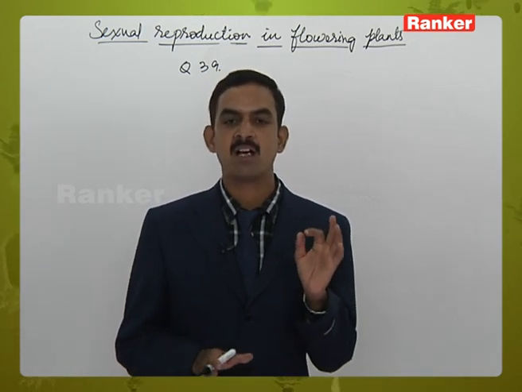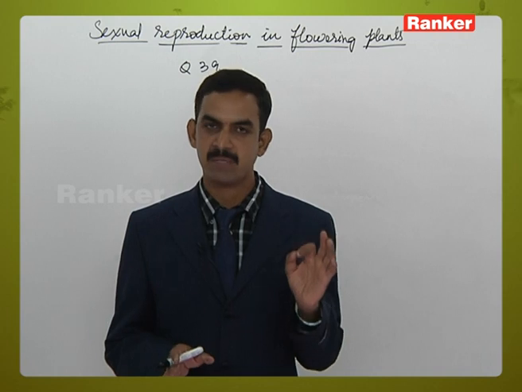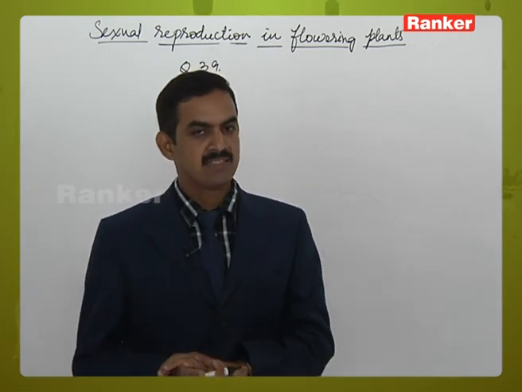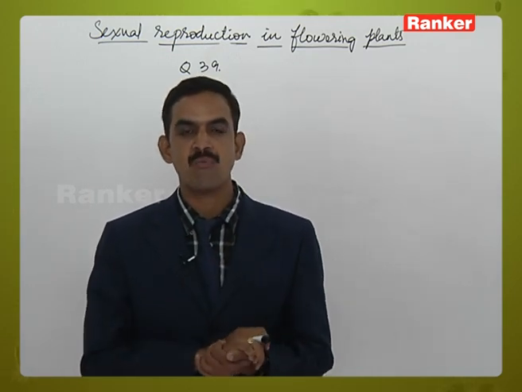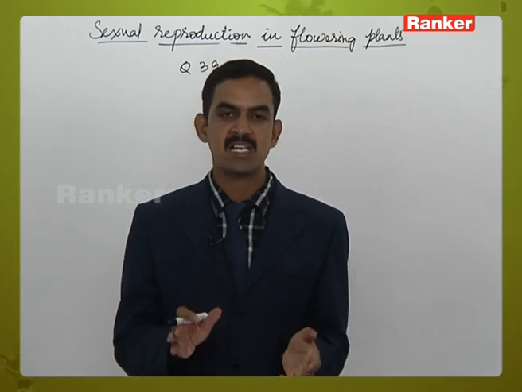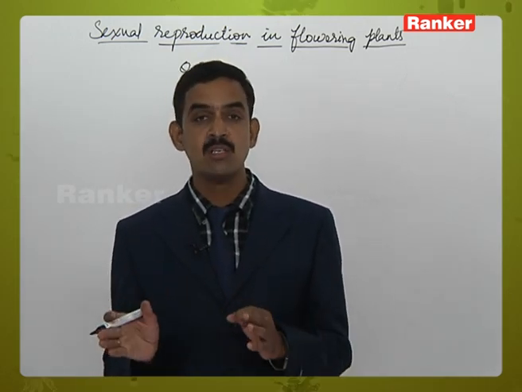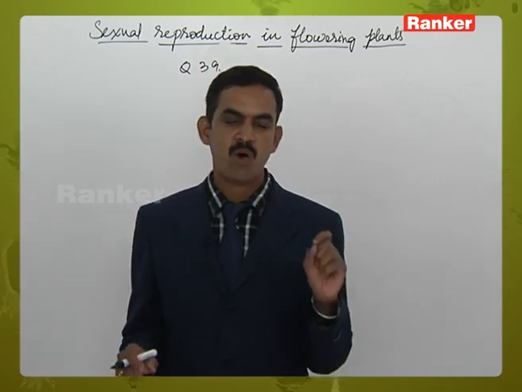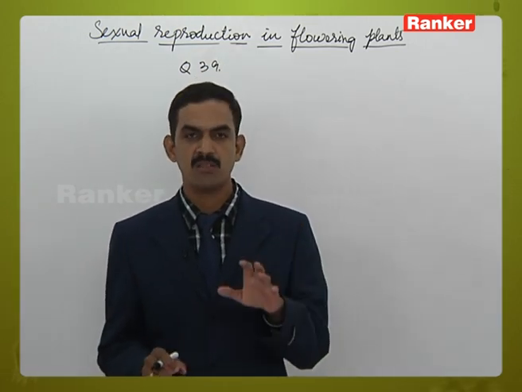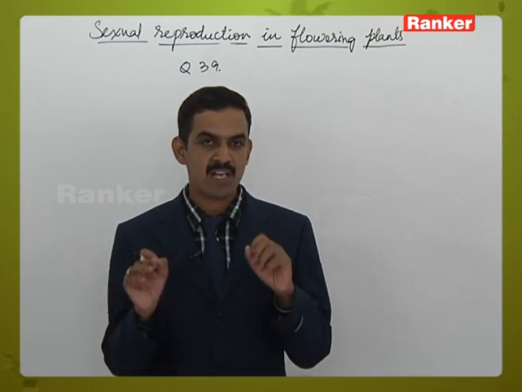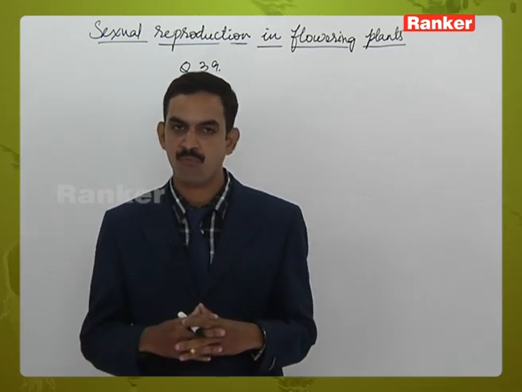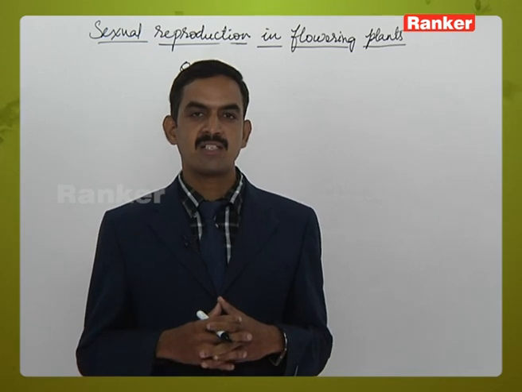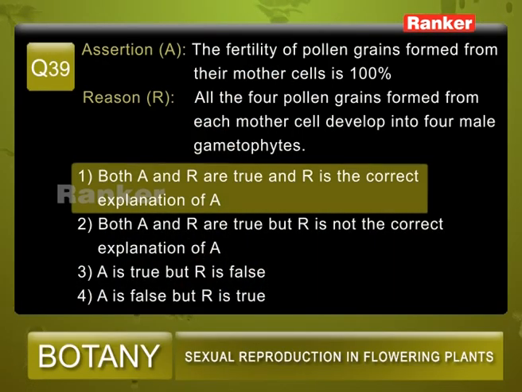That means we can say that 100% fertility is present. So the assertion statement is correct. Then coming to the reason. We already explained why it is 100% fertile: all the 4 pollen grains formed from the pollen mother cell are fertile in nature, giving rise to male gametophytes. One pollen mother cell will give rise to 4 microspores or pollen grains, and each pollen grain will give rise to one male gametophyte. That means in total 4 male gametophytes are formed. Such that we can say for question number 39, both A and R are correct and R explains A. Question number 39, correct answer is 1.